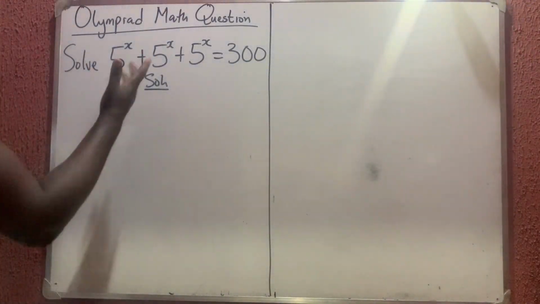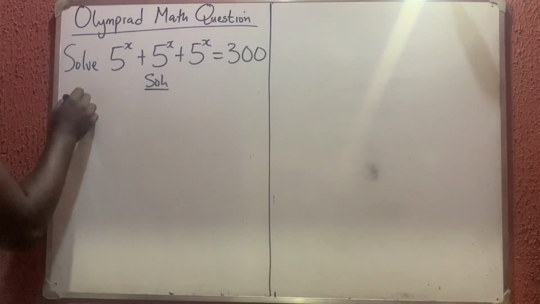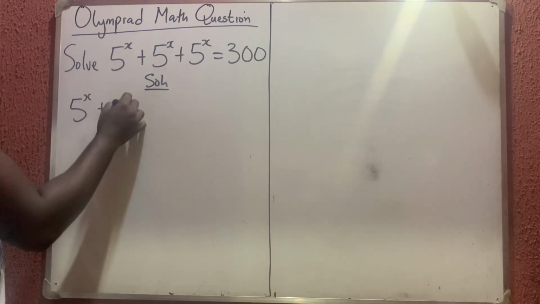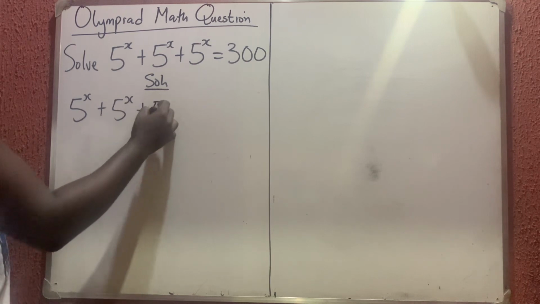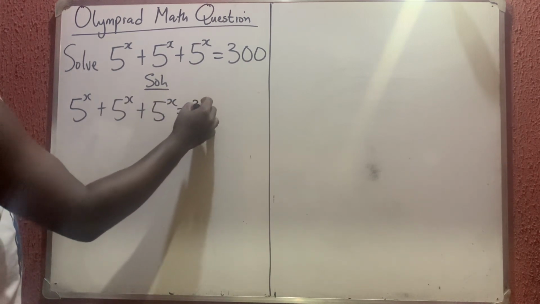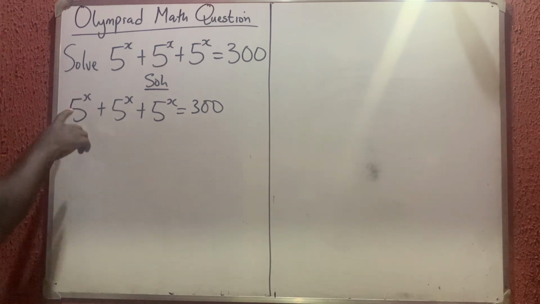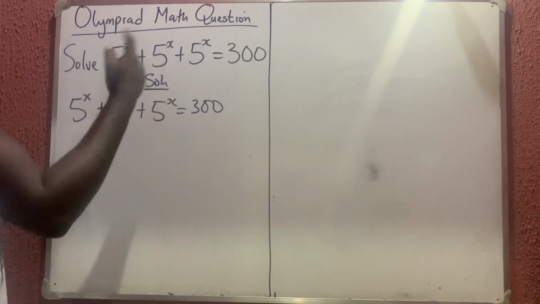All right, let us quickly solve this Olympiad math problem. This is a very simple question. So I have that 5 raised to power x plus 5 raised to power x plus 5 raised to power x is equal to what? 300. All right. Now, as good as you can say x plus x plus x to give you 3x.